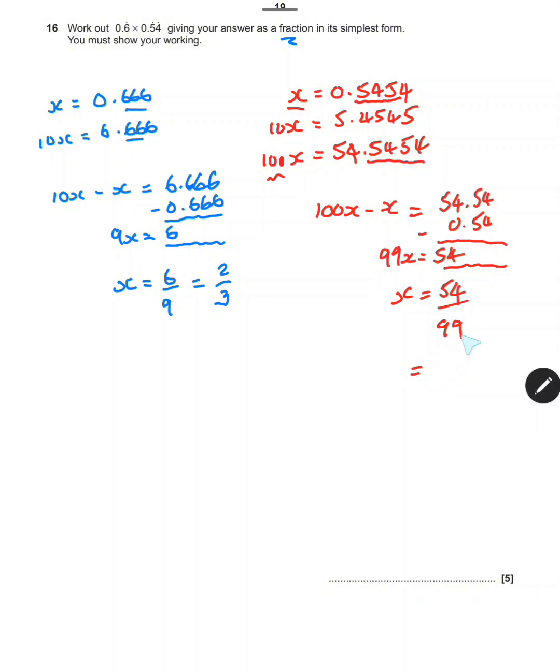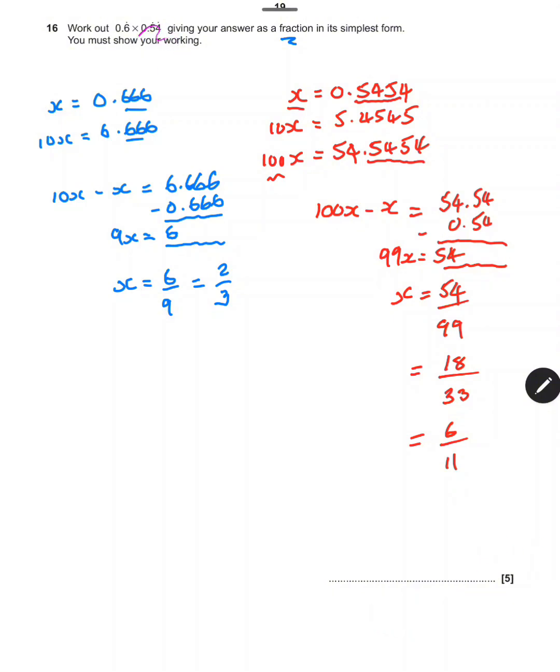I can simplify that. I know that 99 divides by 3 to give me 33. I know that 54 divides by 3. 5 add 4 is 9, and that divides by 3, so 54 will divide by 3. And I think 54 divided by 3 is 18. This will simplify again. They'll both divide by 3 again. 18 divided by 3 is 6. 33 divided by 3 is 11. 11 is prime, so no more simplifying there.